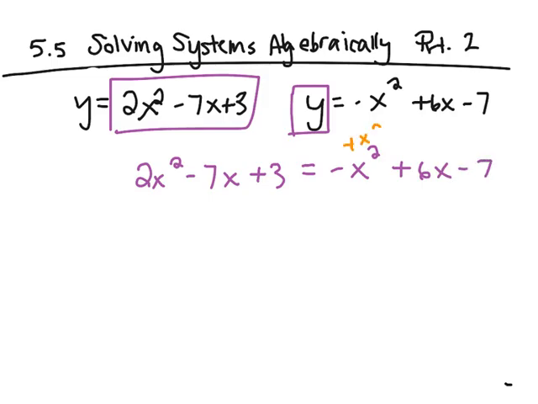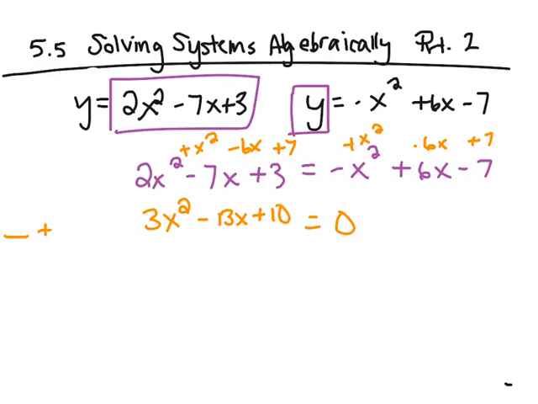Now we're going to move it all to the other side. So we're going to add x squared, minus 6x, and add 7. So we're left with 0 on the right side, 3x squared minus 13x plus 10. Now we factor: two numbers that add up to negative 13 and multiply out to get 30. They should be negative 10 and negative 3.